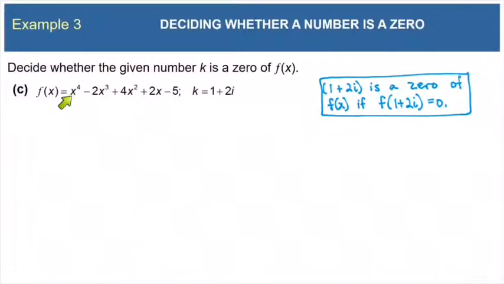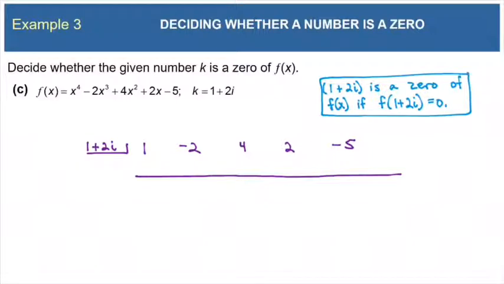Okay, so it's going to be 1 x to the fourth, and then minus 2 for the x to the third coefficient, and then 4, then 2, then negative 5. And I've left myself a little extra space here. In the box, we have 1 plus 2i because that's the number we're working with. Okay, now to do the synthetic division, pull down. Now multiply. 1 plus 2i times 1 is still just 1 plus 2i, so that wasn't hard.